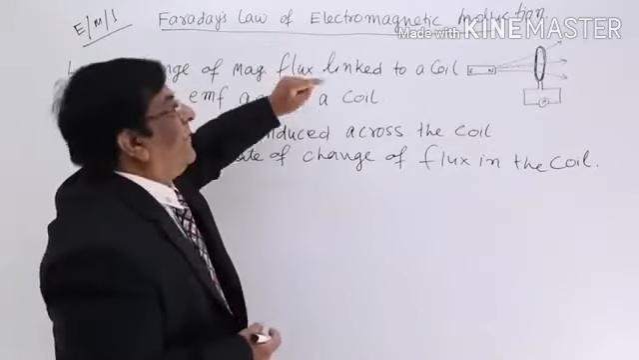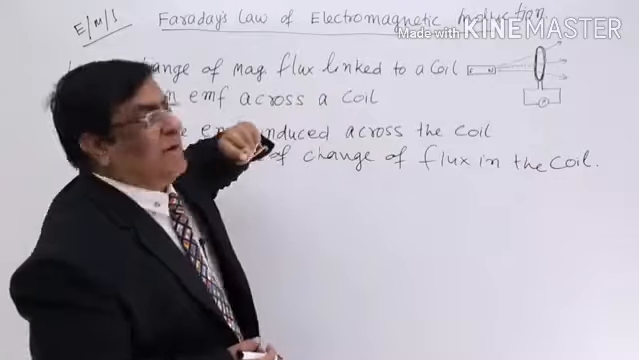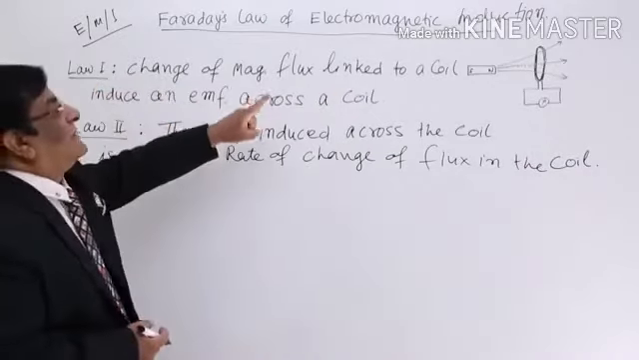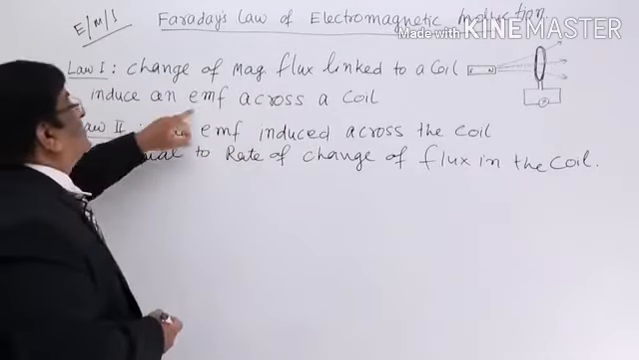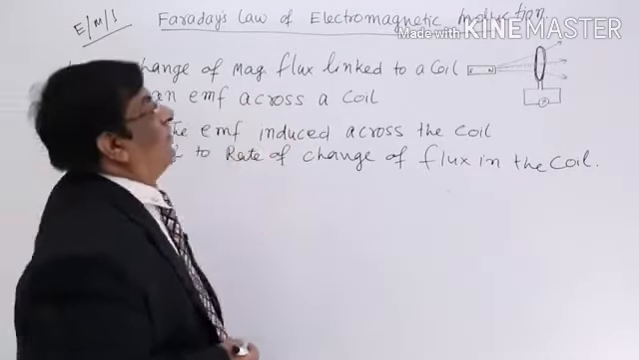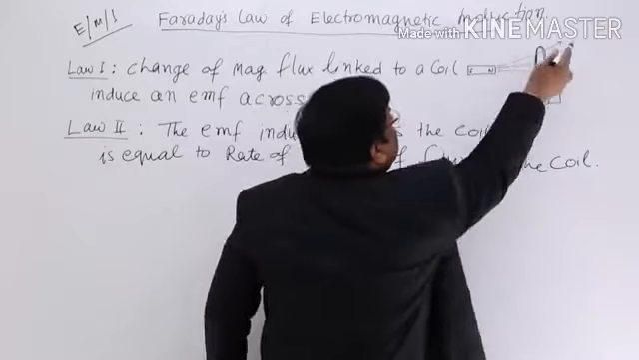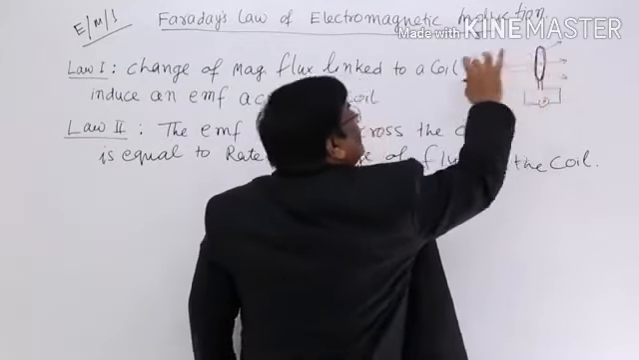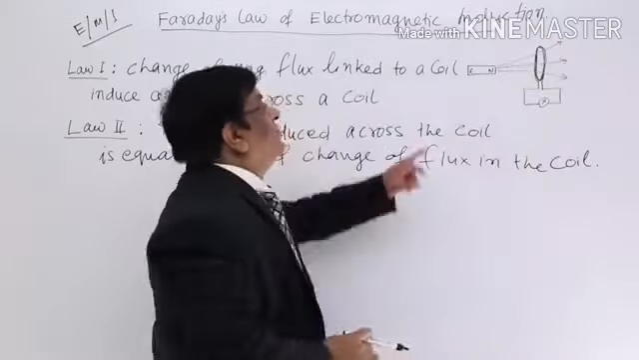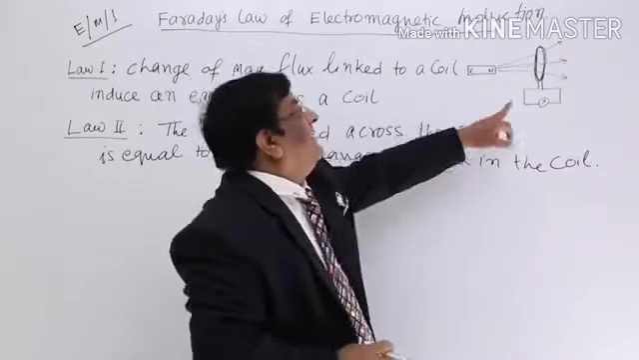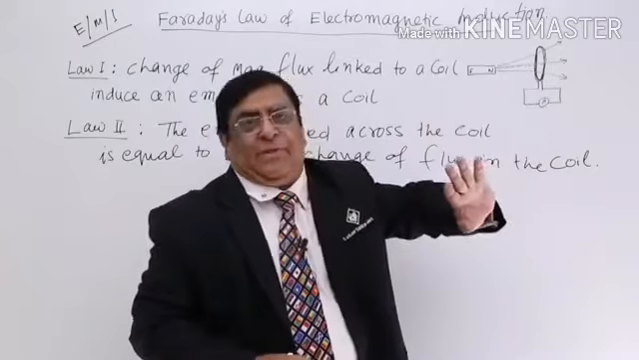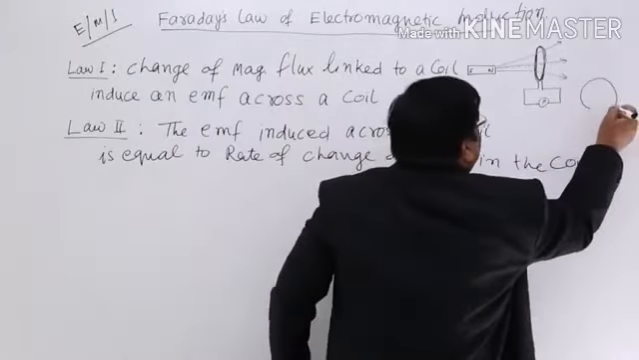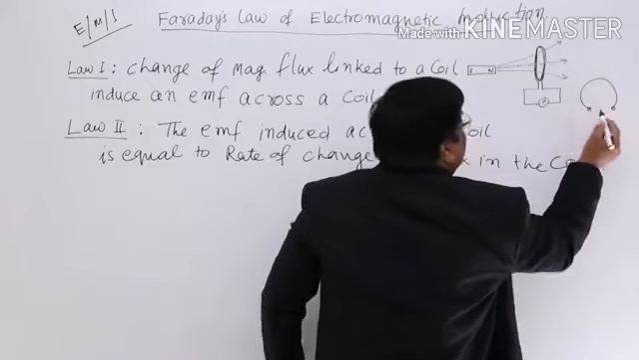The law made on the basis of that experiment is law number 1: a change in magnetic flux linked to a coil induces an EMF across the coil. This is the magnetic flux linked to this coil, and if there is a change due to its motion, then an EMF is induced.